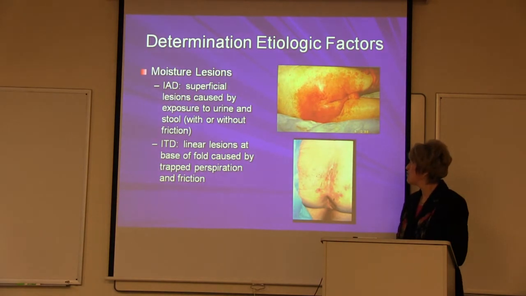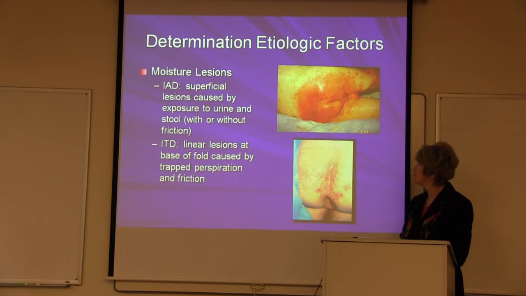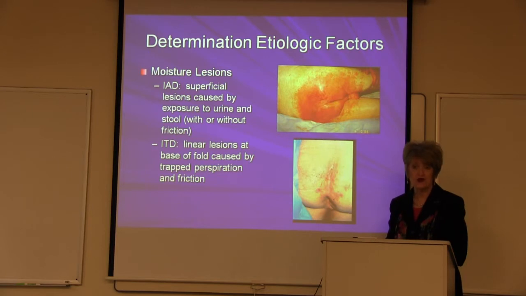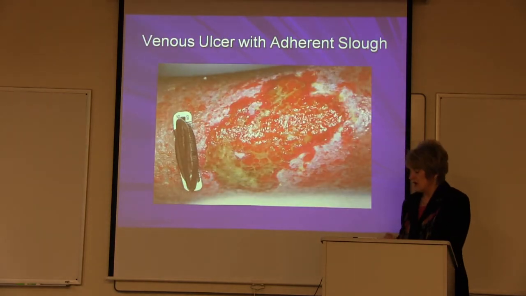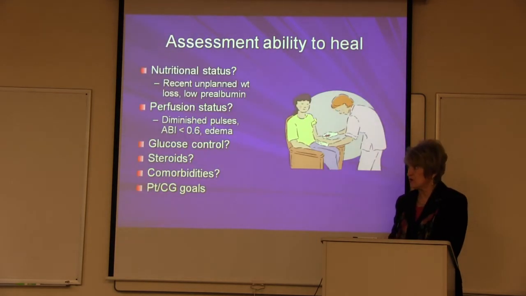Now, on top, of course, you've got incontinence-associated dermatitis, caused by exposure to urine and liquid stool and complicated by candidiasis. On the bottom, you've got intertriginous dermatitis, that linear break in the skin that occurs at the base of a skin fold. So it's going to be at the base of a pannus, underneath the breast, in the groin fold, or in the natal cleft. I'm going to skip past that. We're going to come back to that when we talk about leg ulcers.